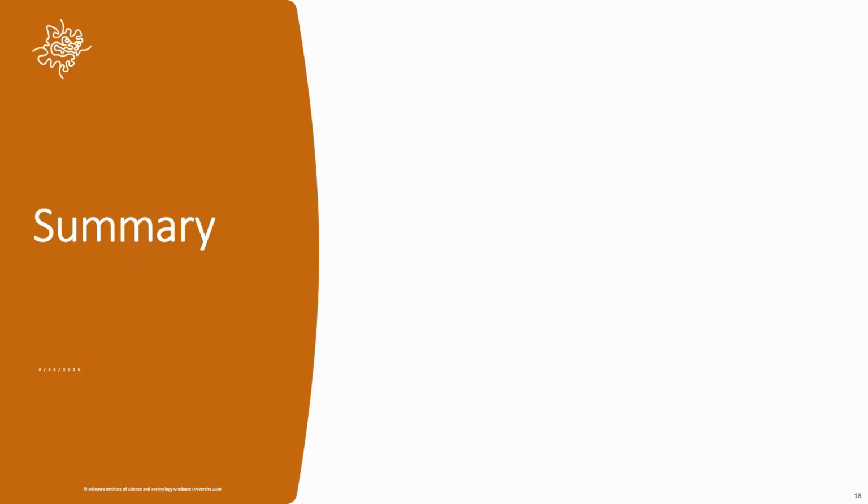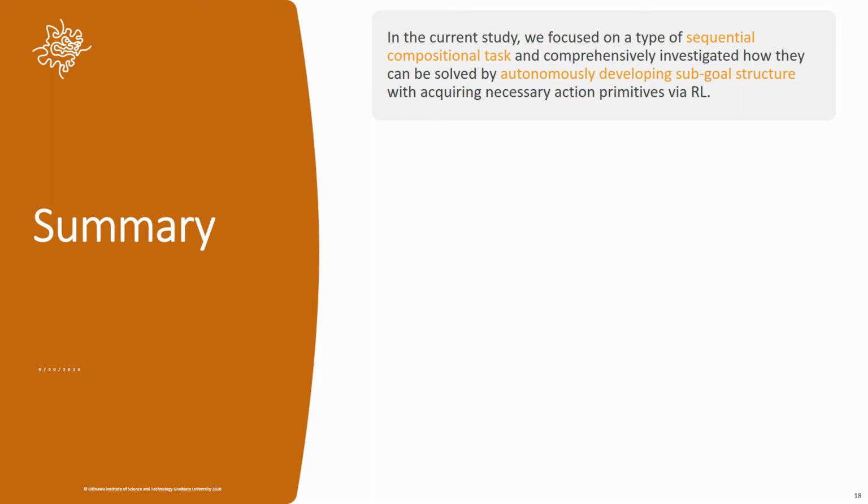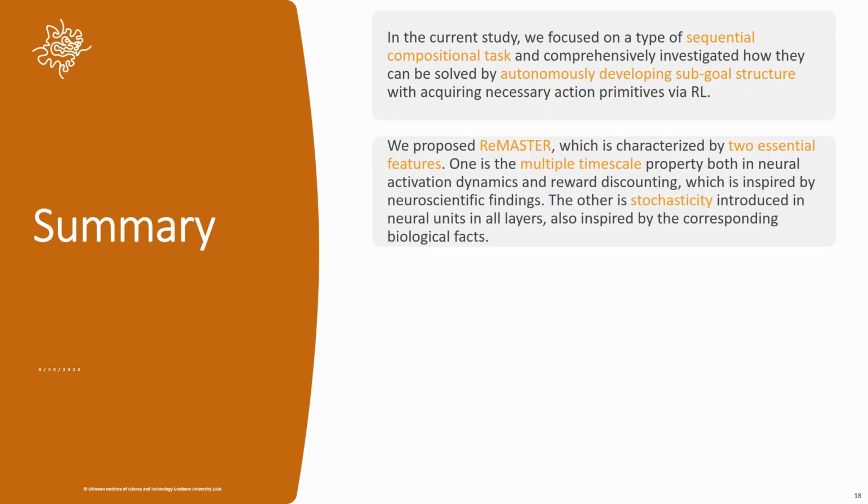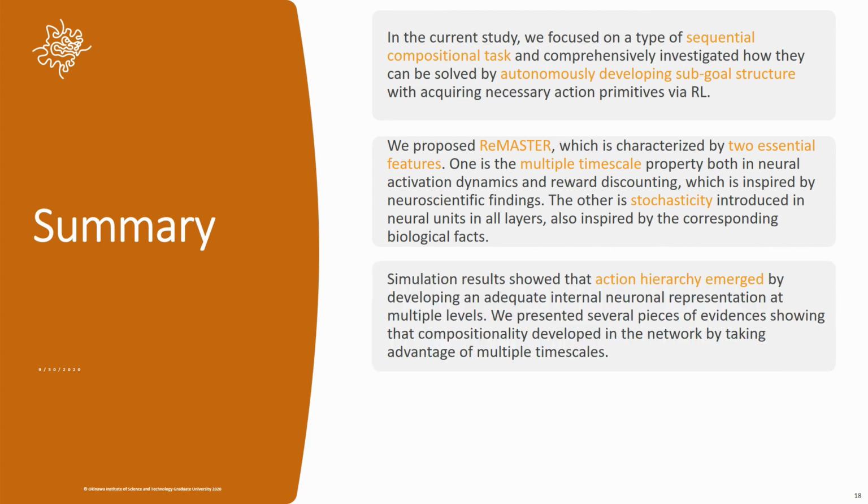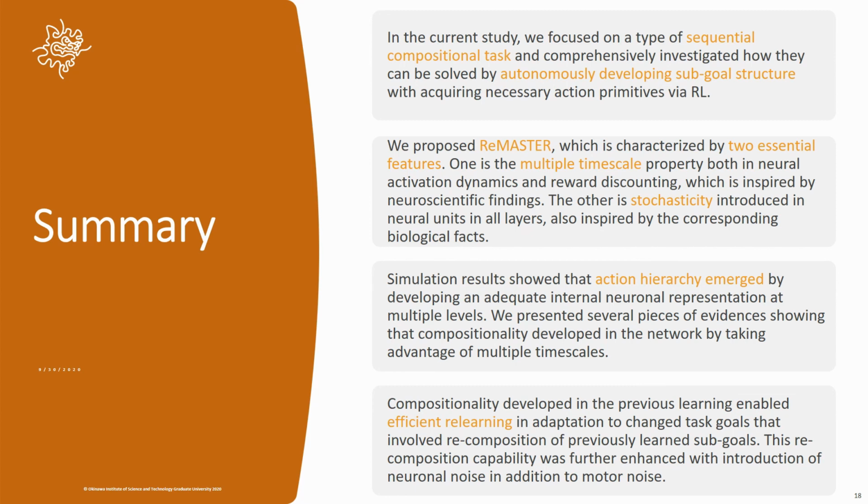Let me shortly summarize this work. So we focused on a type of sequential compositional task, and we investigated how the tasks can be solved by autonomously developing subgoal structure. We proposed a model, which is characterized by two essential features. One is the multiple time scale, and the other is the neuronal stochasticity. And our simulation results showed that there's an action hierarchy self-organized by reinforcement learning. And this compositionality developed in previous learning enabled efficient relearning in new tasks, which is a recomposition of previously learned subgoals.